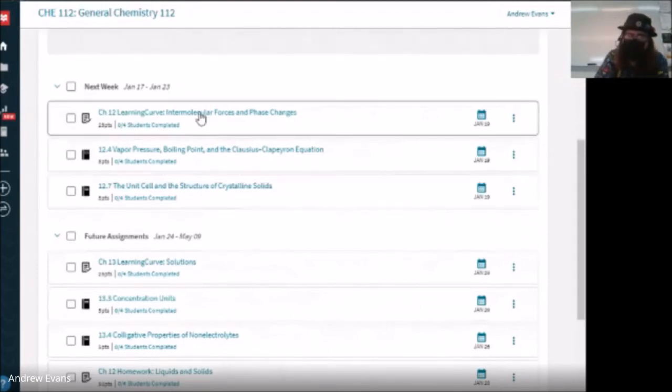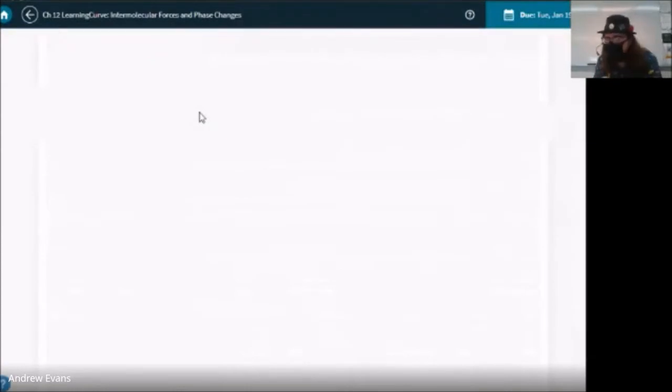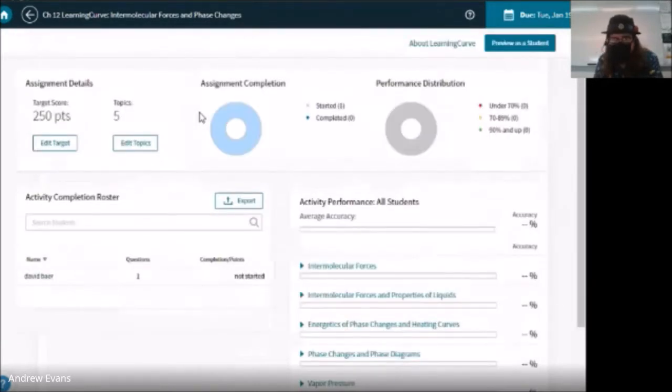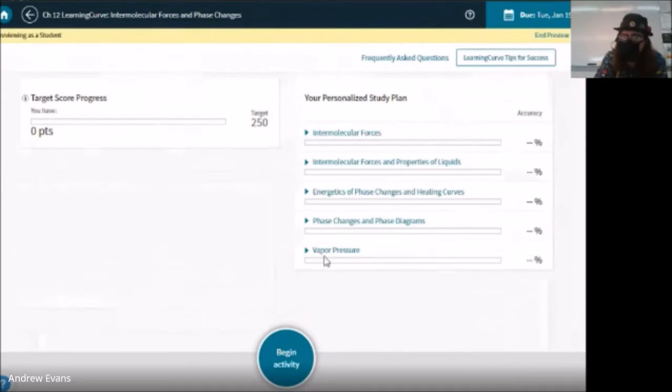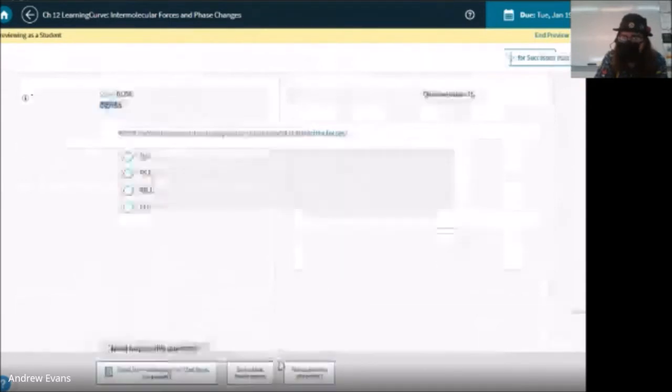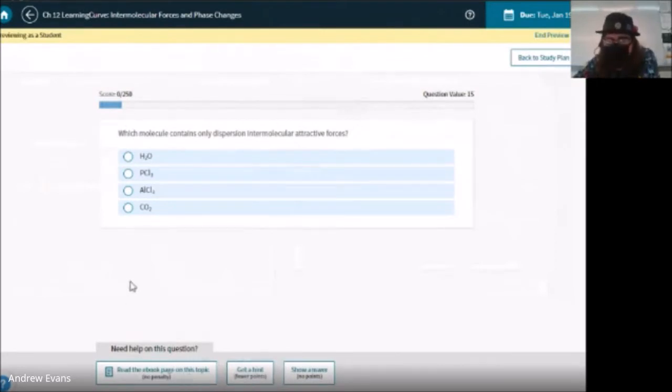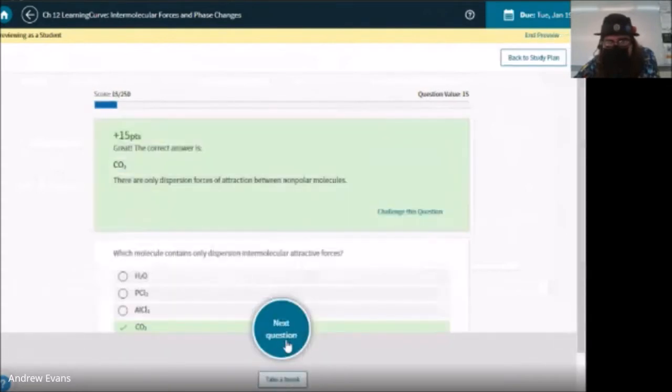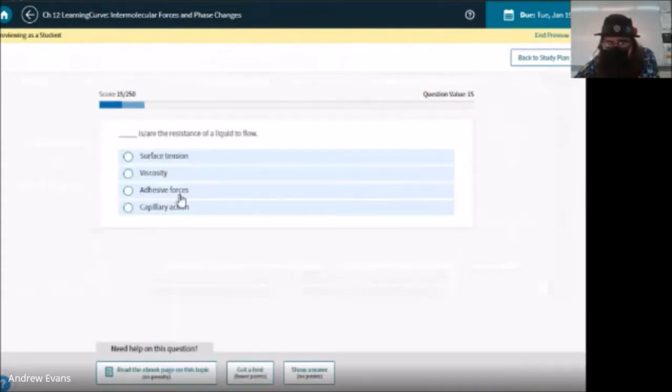Learning curve. You have to do a set amount of problems. You have to earn so many points per each section. Depending on the topics, I typically put like 50 points per topic. You get unlimited amounts of questions over and over again until you achieve the score. You could come back and finish it later if you don't want to do it all at once. But you'll keep on getting questions like, which molecule contains only dispersion forces? Oh, CO2. Submit it. Between 15 and 25 points, and you can keep doing it. If you get it wrong, it's worth less points.